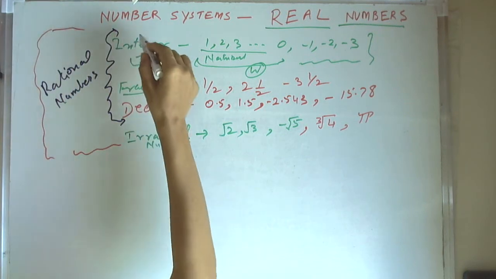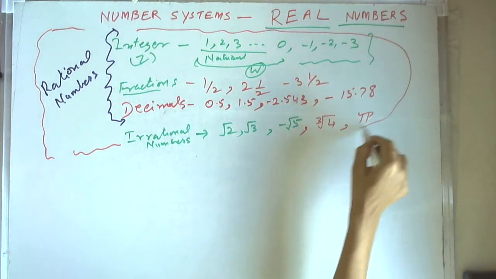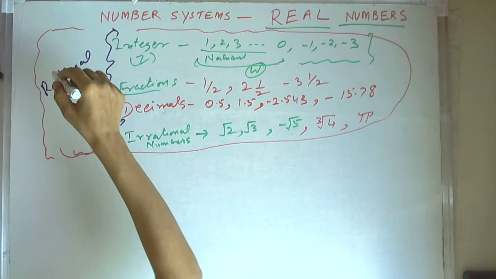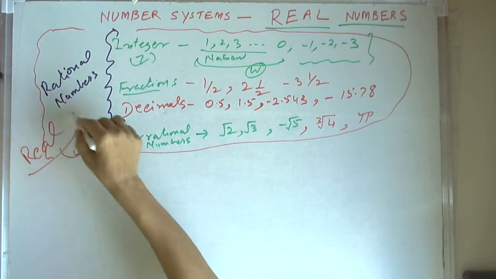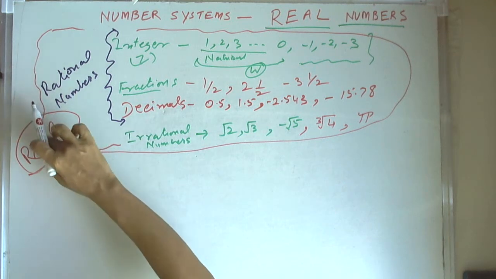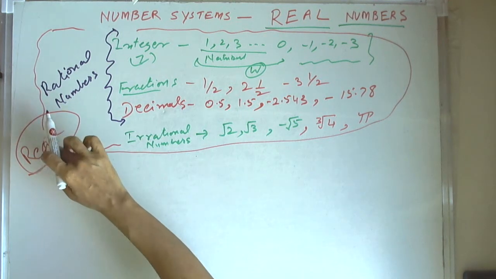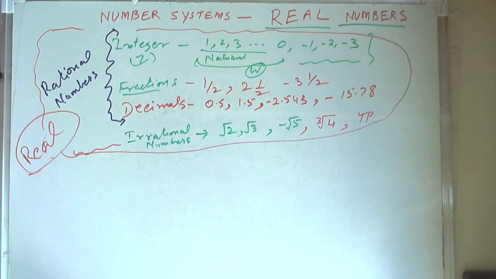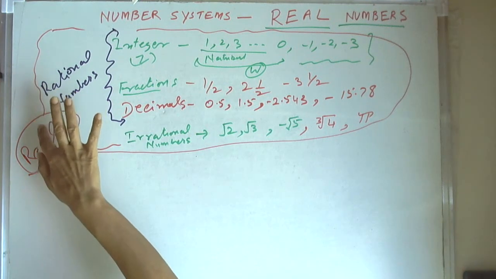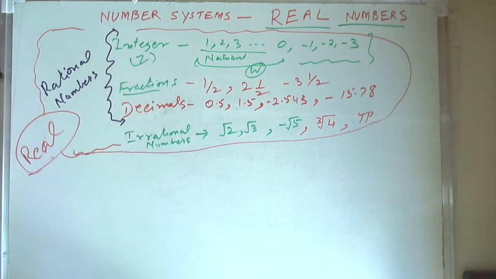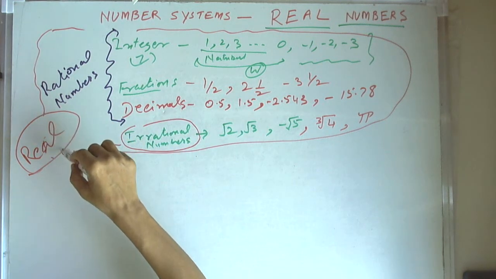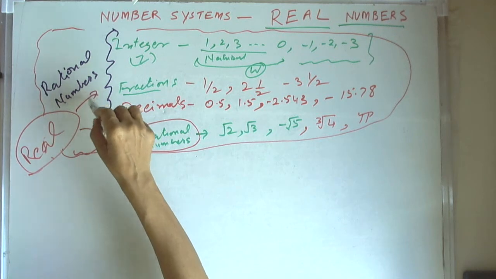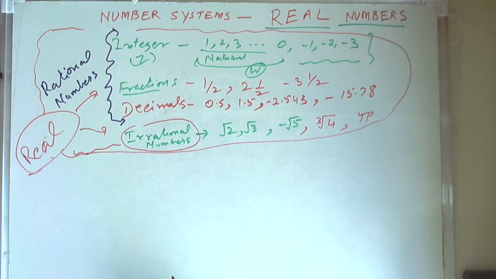Now this collection of rational numbers and irrational numbers, this whole collection put together, is called real numbers. So everything is included in that.